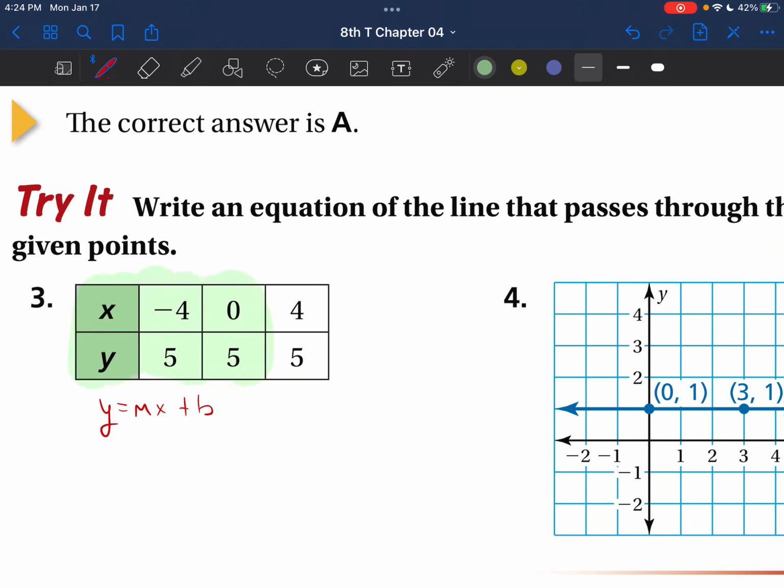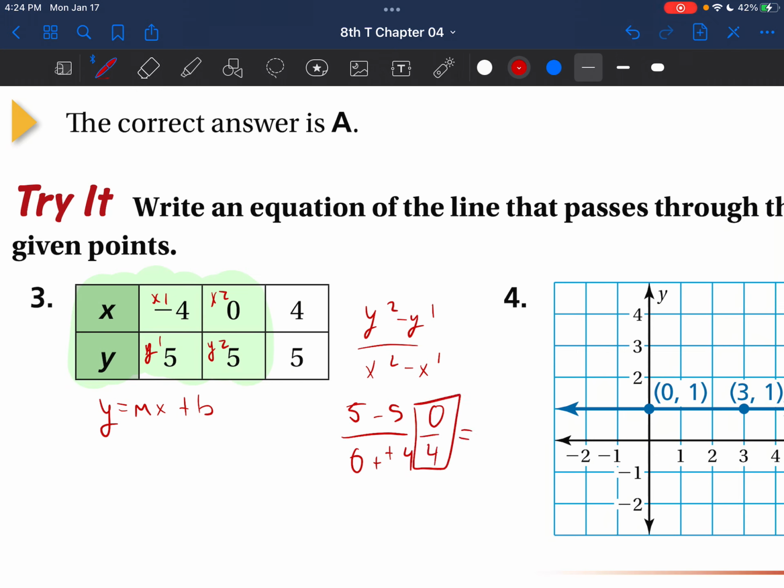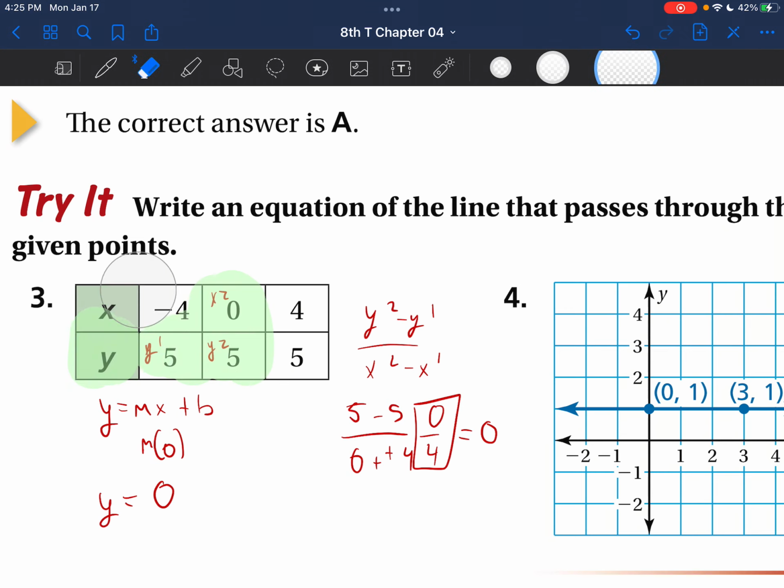I do want you to copy down these first ones right here. So let's do that. y2 minus y1 over x2 minus x1. We're going to call that x1, y1, x2, y2. So you now have 5 minus 5 over 0 minus a -4. Well, that's 0 over 4, and 0 over 4 is just going to give you 0. So that means m times 0 is going to give you 0. So you have y is equal to 0, and you just got to find your y-intercept.